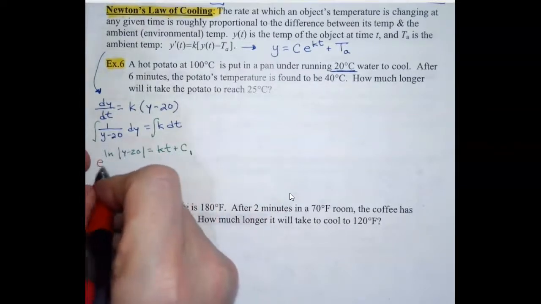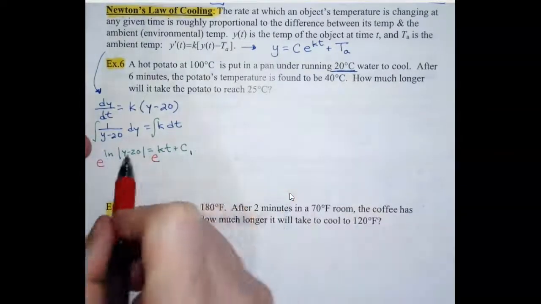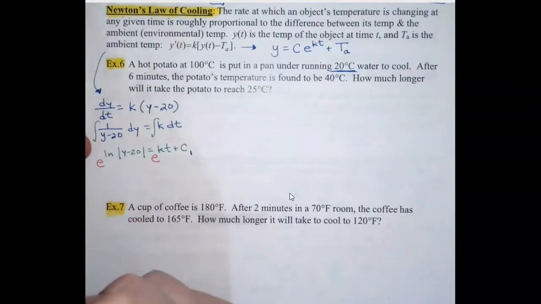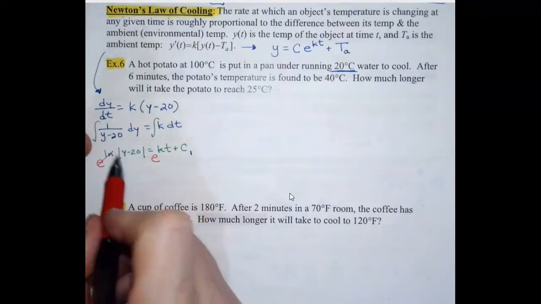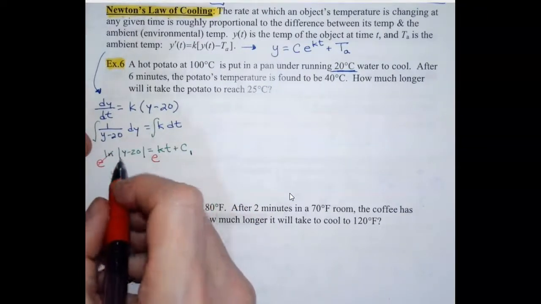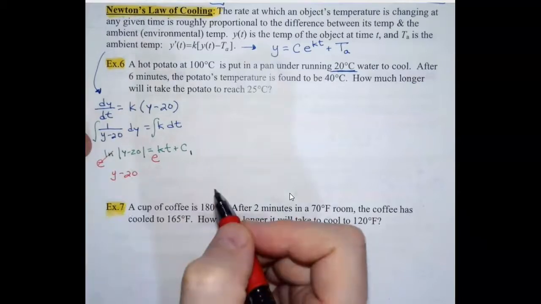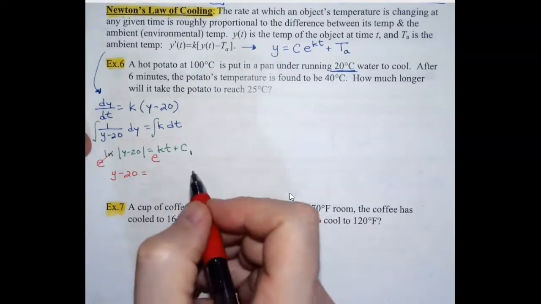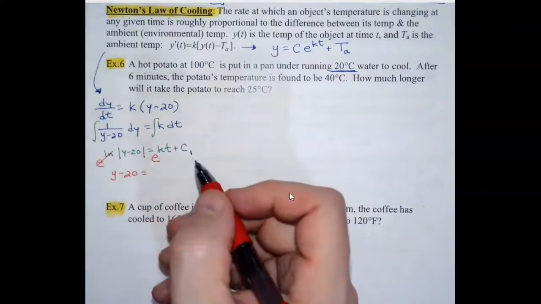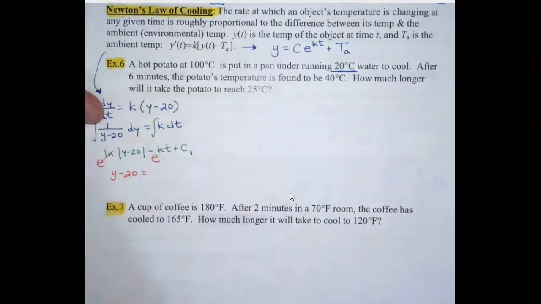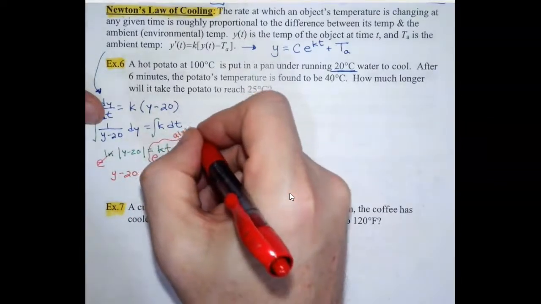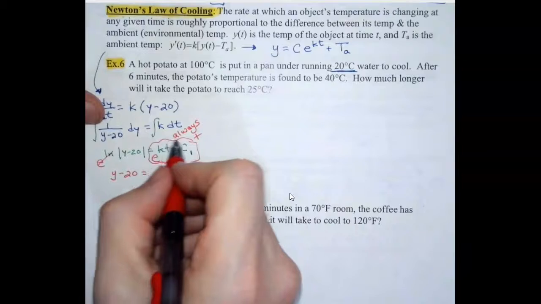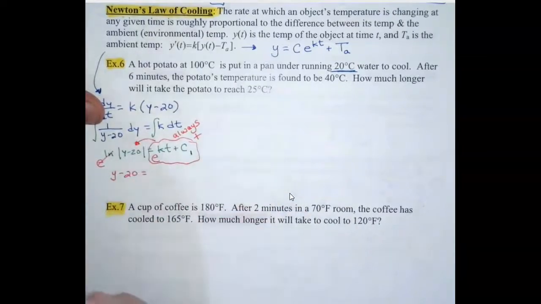You could solve for C now, but I'm going to simplify this a little bit. If we do this, that's going to cancel out. Now this, y minus 20, is always positive. Since this is always positive, we don't need the absolute value on there, so we can drop it because this will be a positive number.